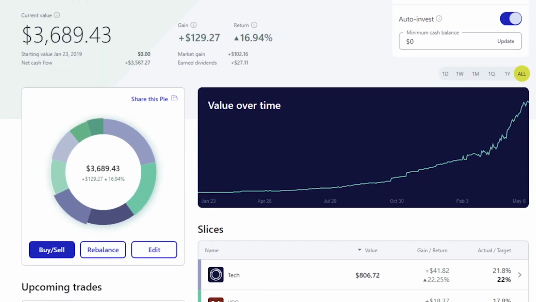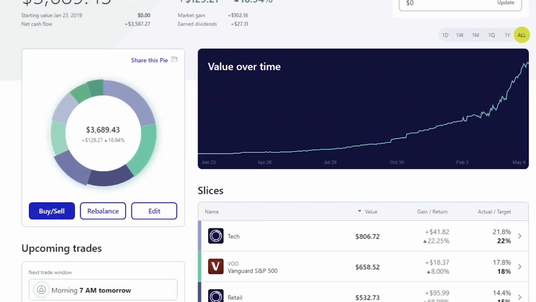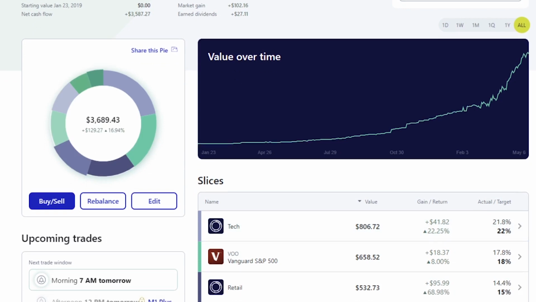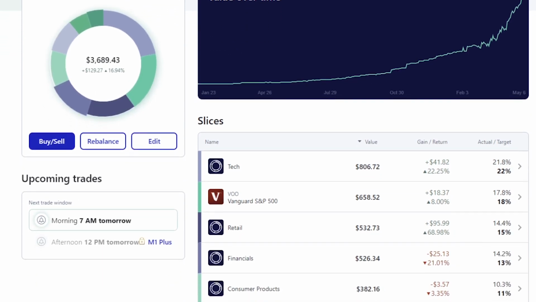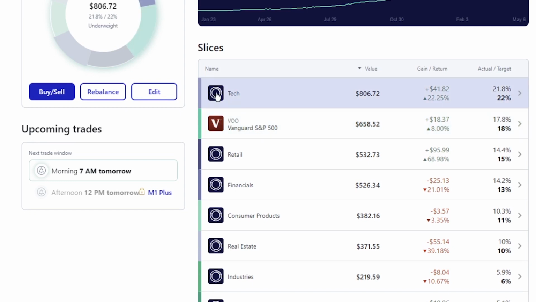So some people have all their stocks together, so it's not going to be as organized as this, and that's totally fine too if all your stocks are just displayed at once. It just makes it a little bit more interesting when it comes to rebalancing. So what I'm going to show you guys here is my tech pie. First and foremost, this is a pie and it has different stocks inside of it.